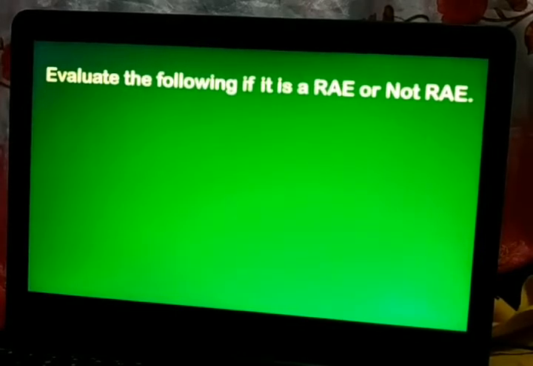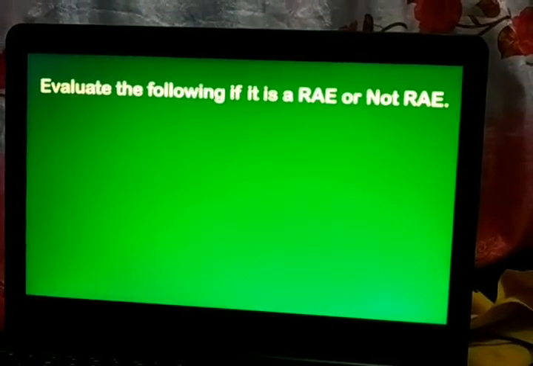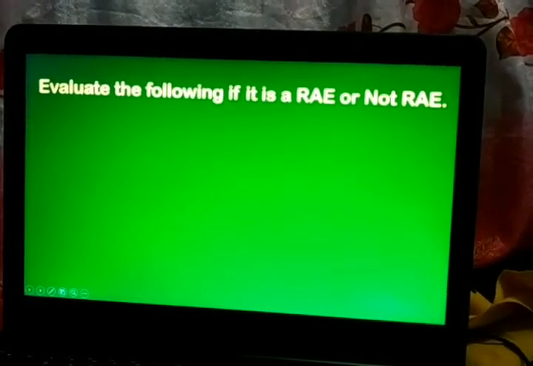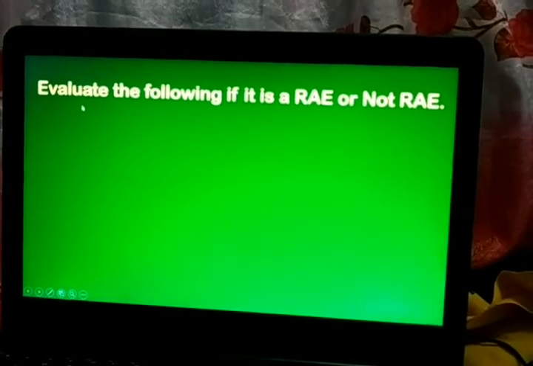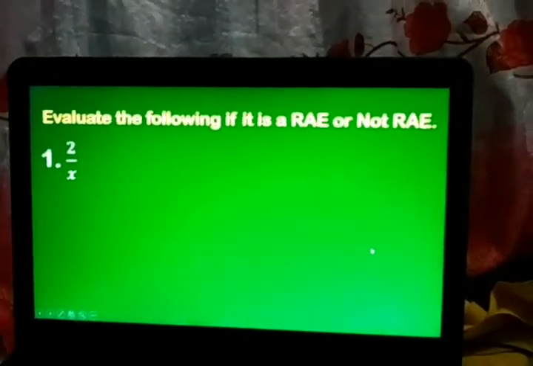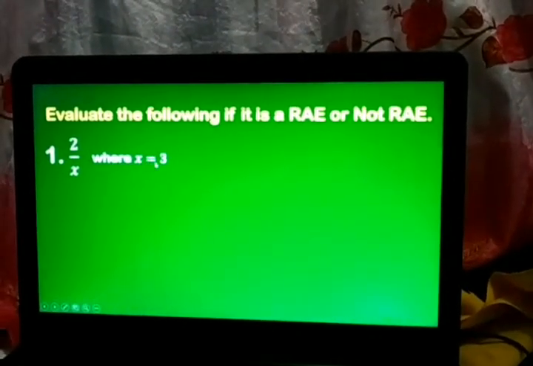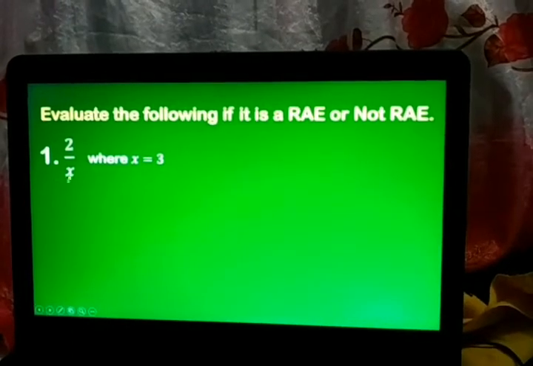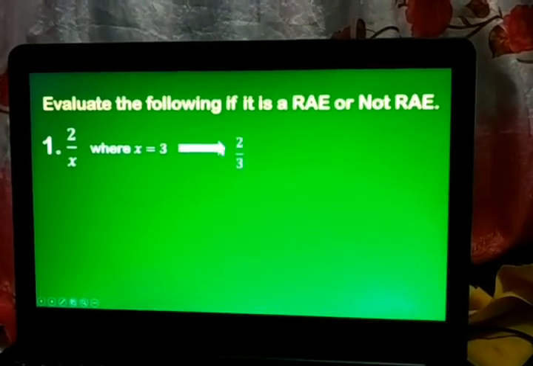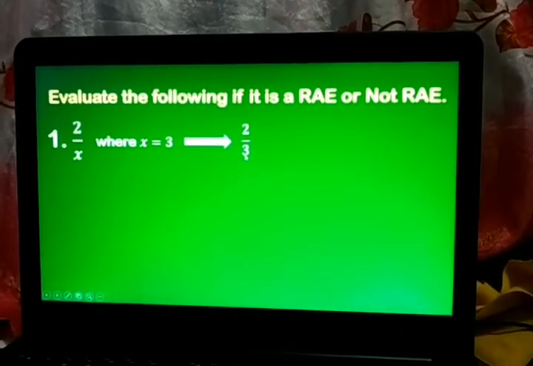Let's go to the next level. Let us evaluate the following if it is a rational algebraic expression or not a rational algebraic expression. When we say evaluate, we have to substitute the values given. Like for example, number 1, we have 2 over x, where x is equal to 3. So we will change this x into 3. So this will become 2 over 3 because we have changed x into 3.